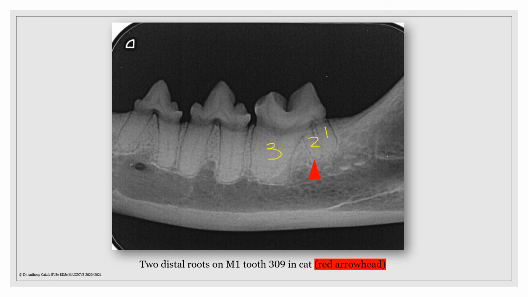So if you didn't have a preoperative radiograph, you would not have known about this extra root, and sure enough you'd fracture it in this area here, and that may cause a subsequent complication with the healing of that area. So preoperative radiographs are really important to diagnose pathology, also to plan your surgical extractions, and also we recommend that you should take a post-operative radiograph to confirm the complete removal of a tooth.